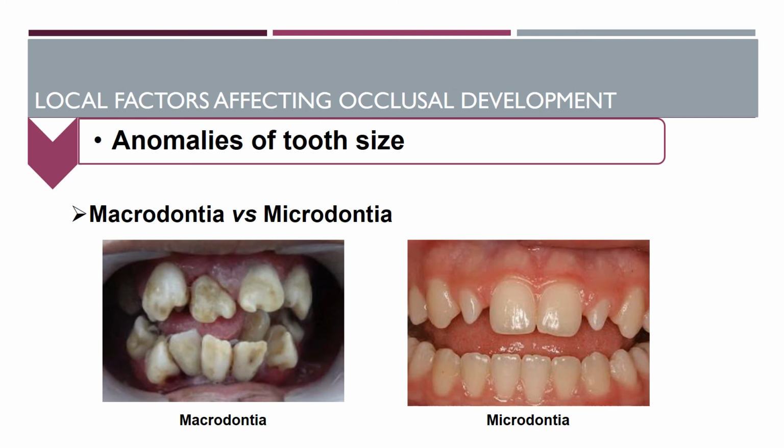True generalized macrodontia, where all the teeth are larger than normal, is seen in cases of pituitary gigantism. The true generalized form of microdontia, where all the teeth are small, is rarely seen. It's usually associated with cases of pituitary dwarfism.